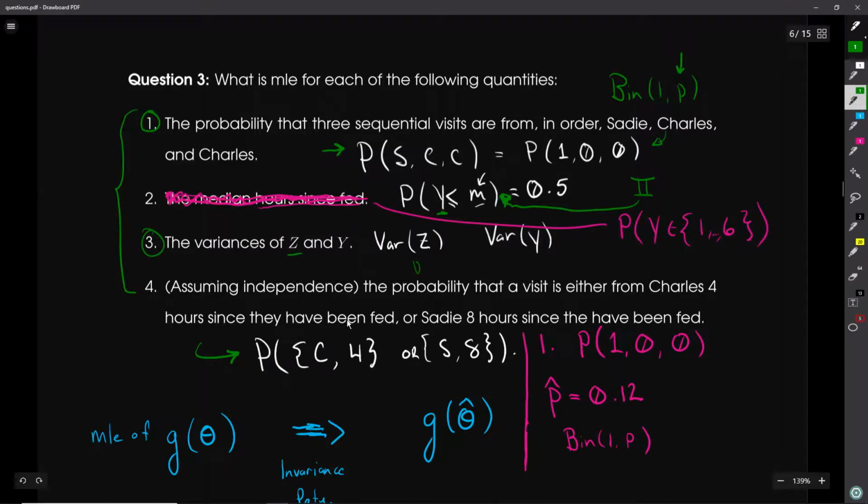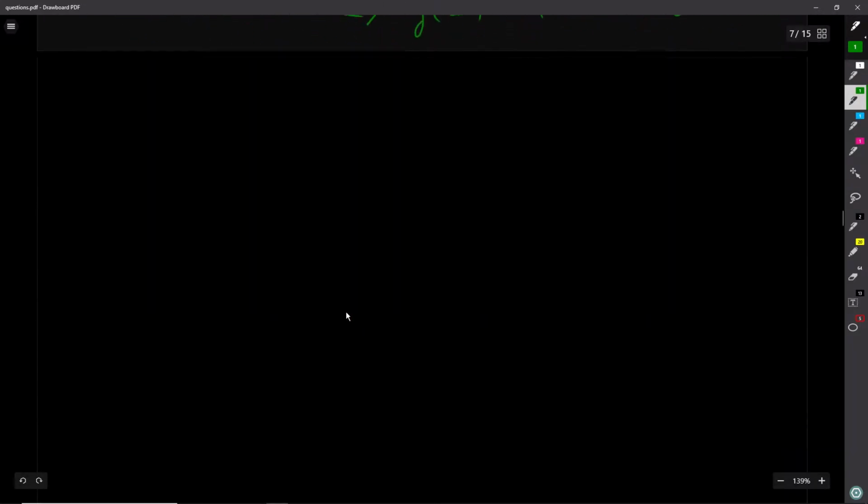Number 3 is looking for the variance of z and the variance of y. Okay, so let's go down and try and write these out. And again, the process is going to be the same. Let's start with z, right? So z, just to remind ourselves, is a binomial(1, p). And so what's the variance of z?